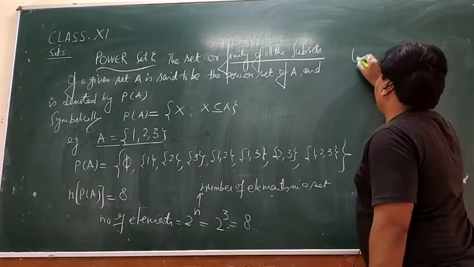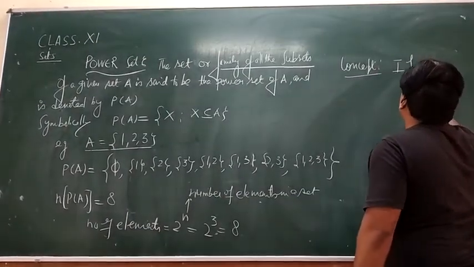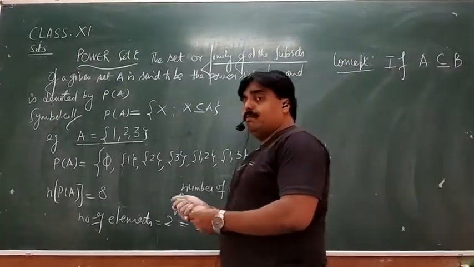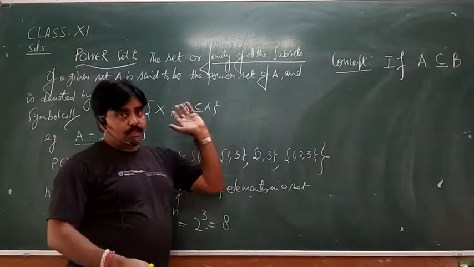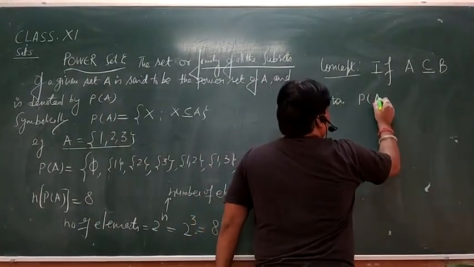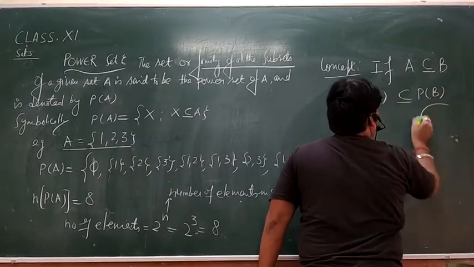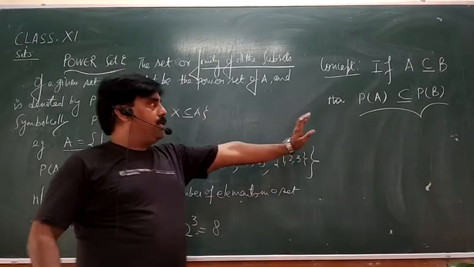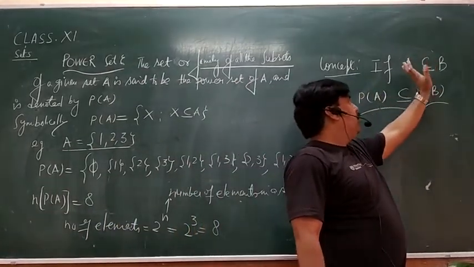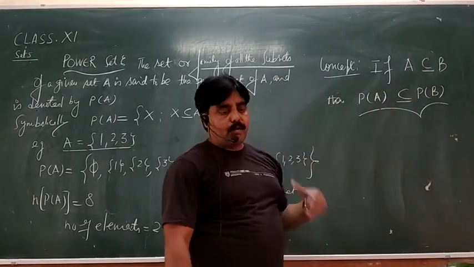And one more concept is also here. See, if A and B are two sets, and A is a subset of B, then P(A) will also be a subset of P(B). If A is a subset of B, then the power set of A will be a subset of the power set of B. So this is also one of the points.